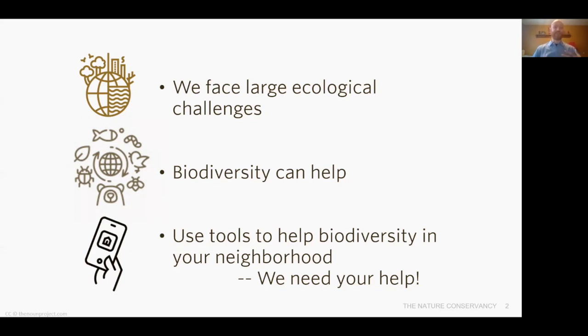Having extra plant and animal species in the area, they can mitigate some of these negative effects, and they can protect us from some of these changes in the world that might be negative. And not only that, you can be an active participant in this process. You can help us and other scientists learn more about plant and animal species in cities all across the world just by using your phone, because we all need your help in order to really understand this process.